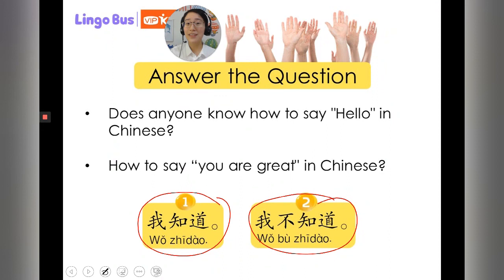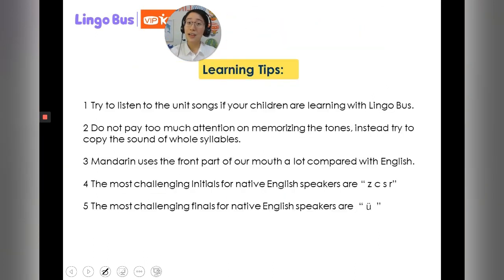Now let's look at the second question. How to say you're great in Chinese? Do you know the answer? Great. So great is 很棒. You are great is 你很棒. 你很棒. Great, you are great. Now I have some tips of learning Chinese pronunciation for you. You can have a look.